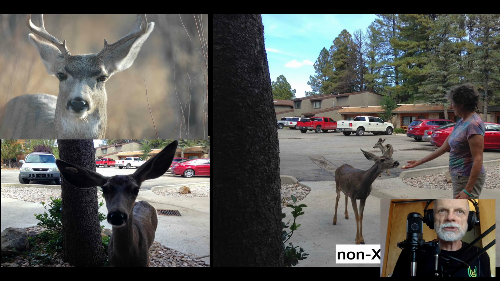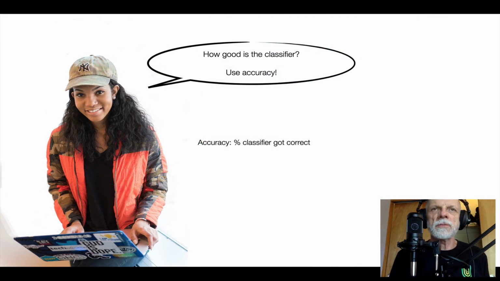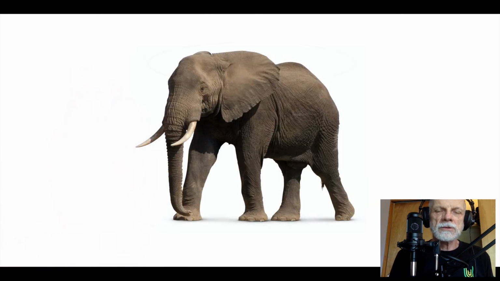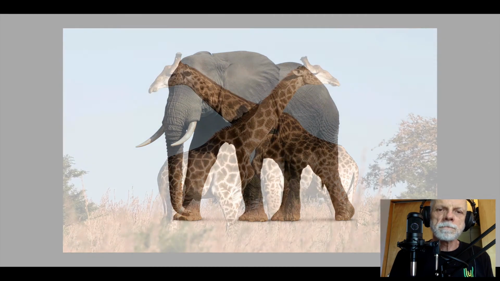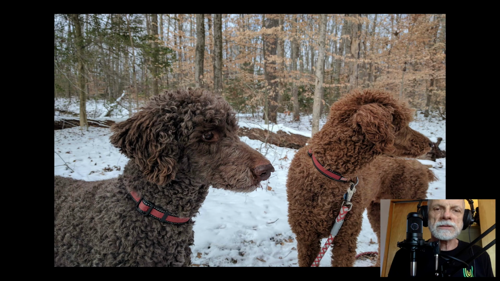So you're to take these training examples, somehow build a model or build some sort of representation or just remember them. And based on them, you're going to be predicting if an animal is an X or non-X. So we're going to try to determine how good are you? What's your accuracy? And here's the test. I ask you, what about an elephant? What about a giraffe? What about some poodles?